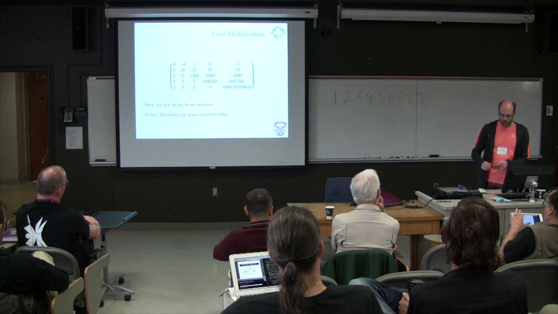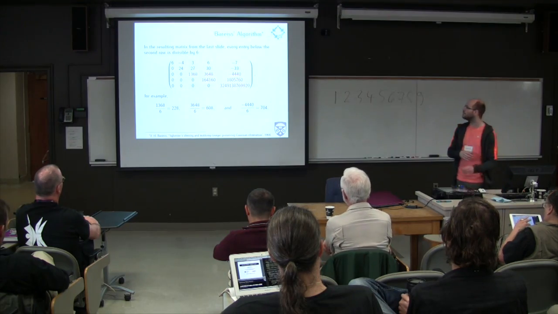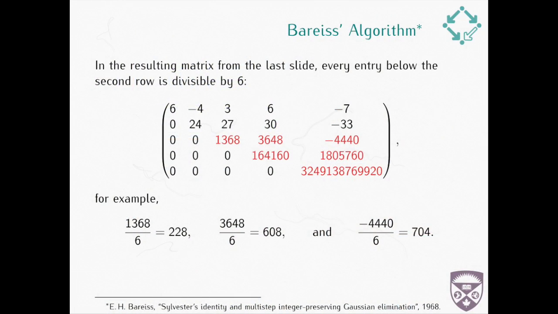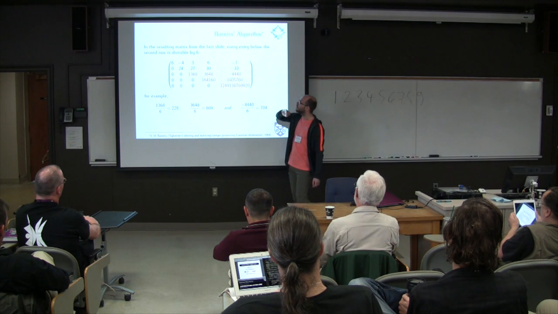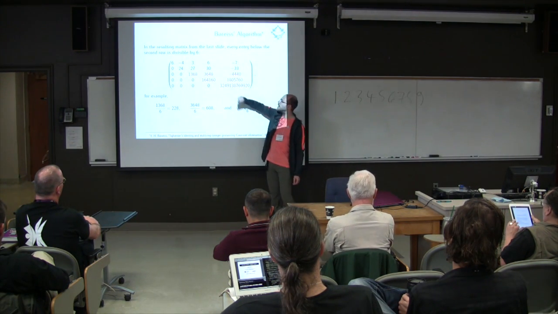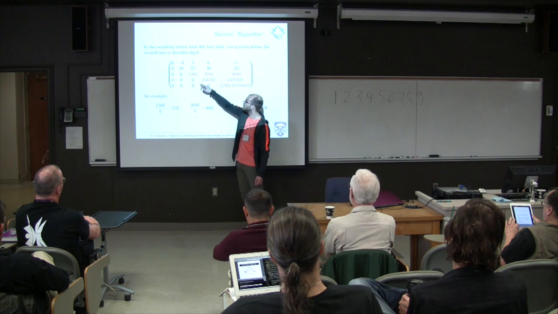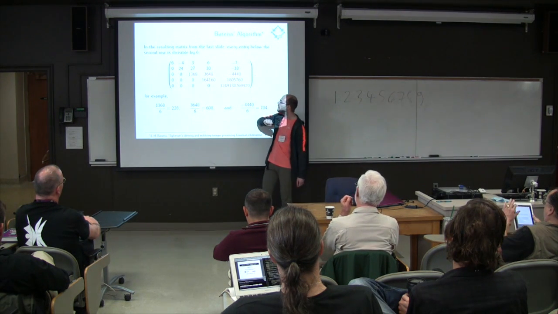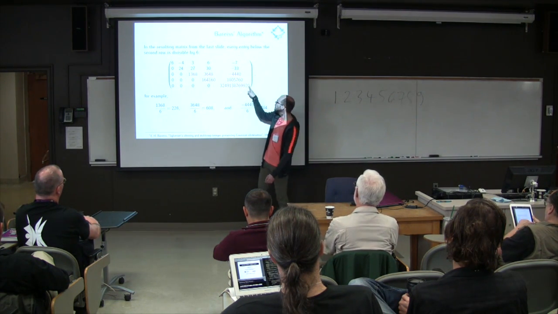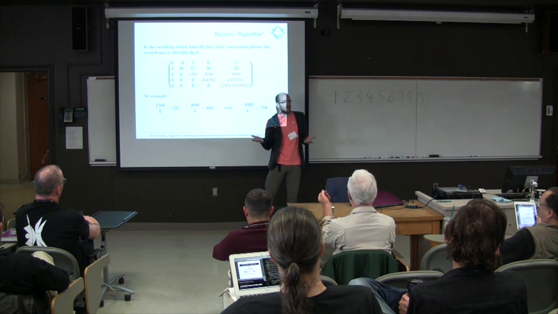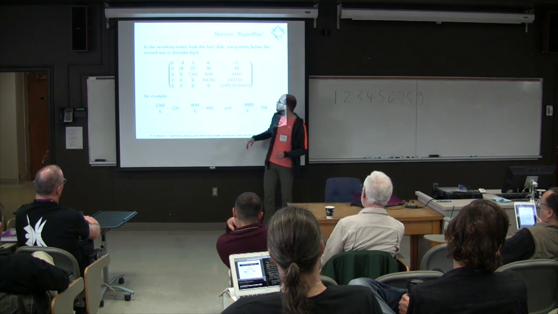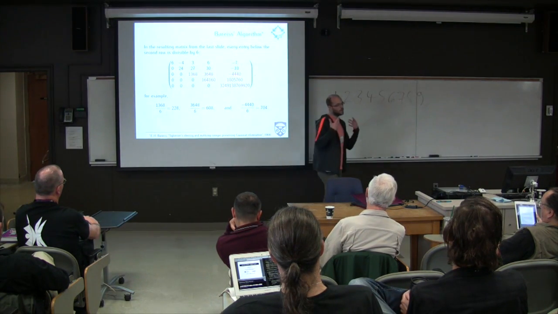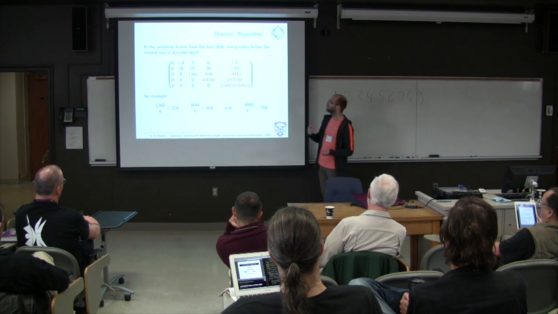But there's a way out, which is known as Bareiss algorithm, or more precisely Bareiss single-step algorithm. There are several versions of this. I'm using the single step here. And what you have to notice is that if you look at the matrix on the last slide, then everything in the last 3 rows, so all the highlighted entries, are actually divisible by 6. So we can easily see that they're all even, and you can then check that they're also all divisible by 3.